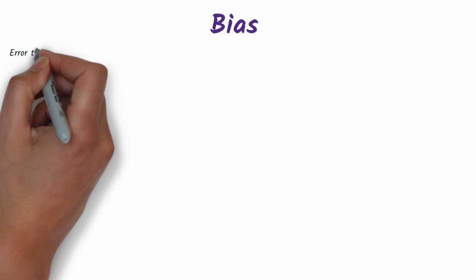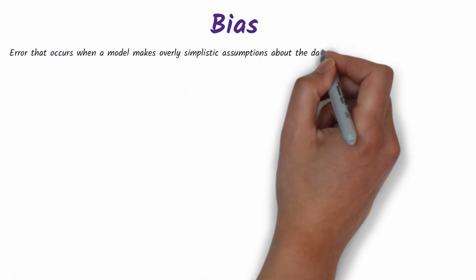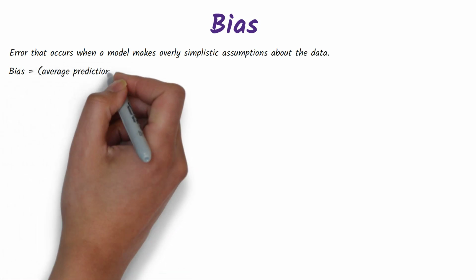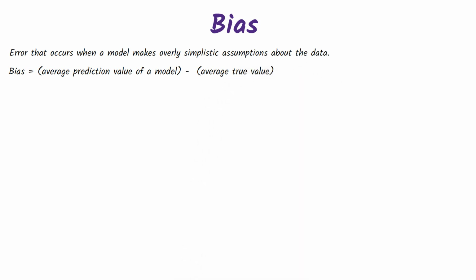Bias in machine learning refers to the error that occurs when a model makes overly simplistic assumptions about the data it is being trained on. Okay, so it is essentially the difference between the average prediction of the model and the true value of the data. For example, suppose we have a data set of students with their hours of study and the scores, and we want to build a model that predicts a student's score based on the amount of time they studied, and the data may look like this.